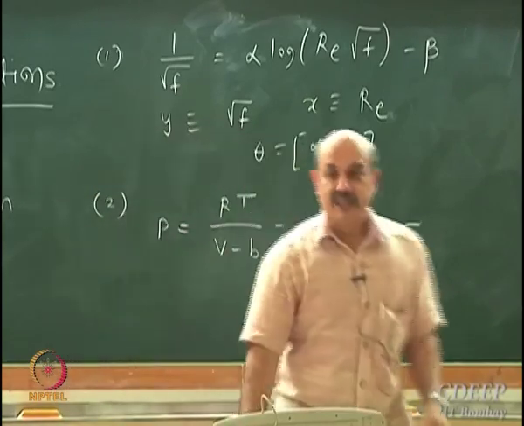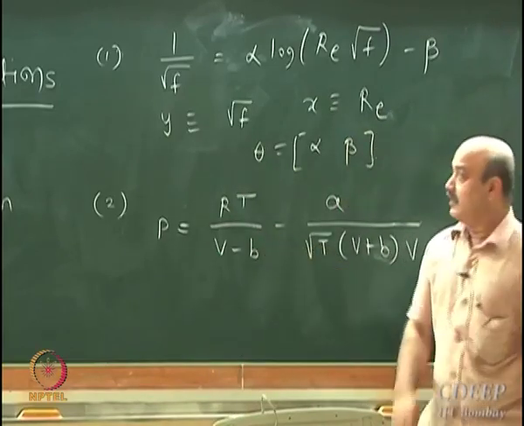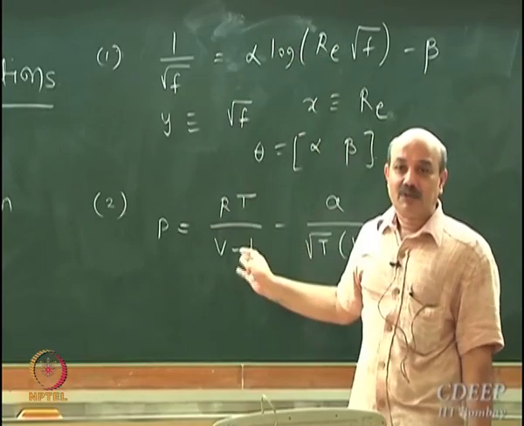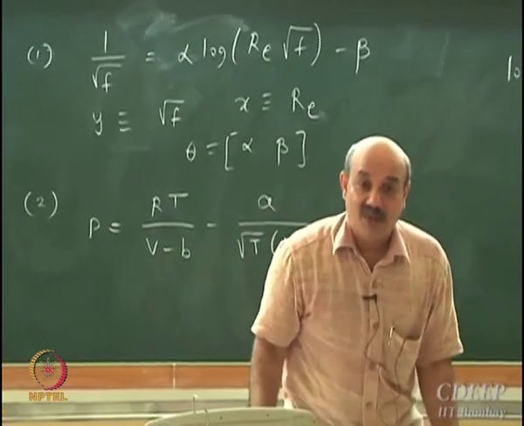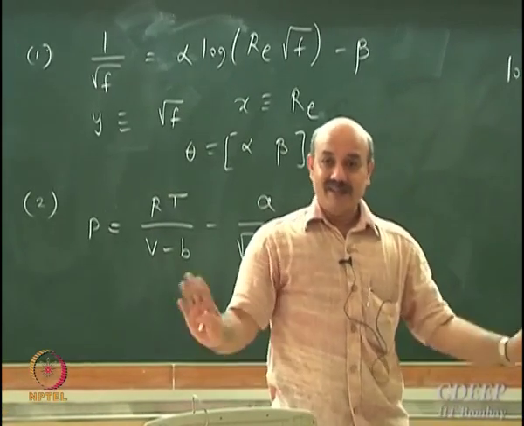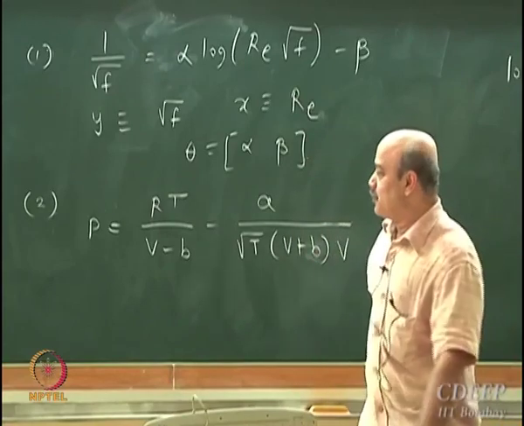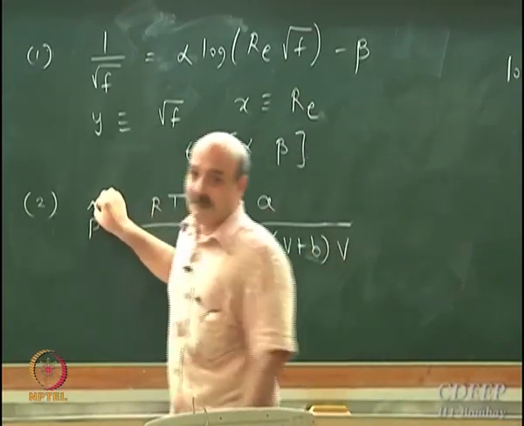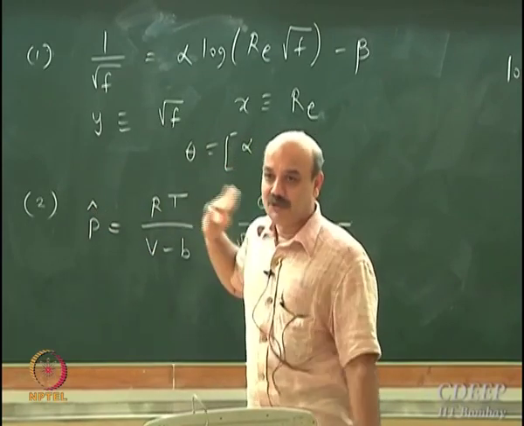Now, mind you, when you say that this is equal to this, these are all approximate correlations. In reality, they are not equal. Actually, the correct way of writing, you should say that estimate of P is equal to this. That's what you should write.